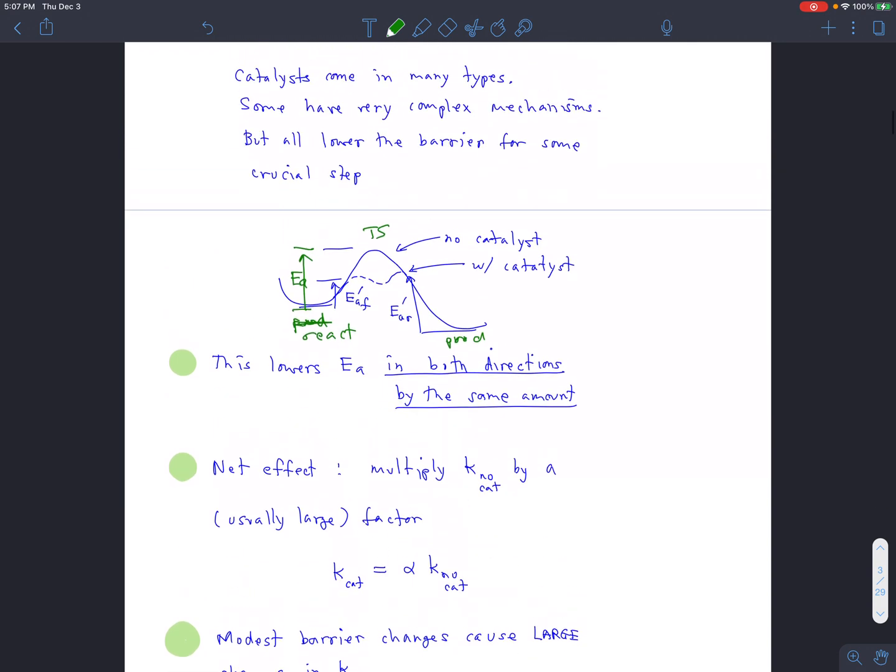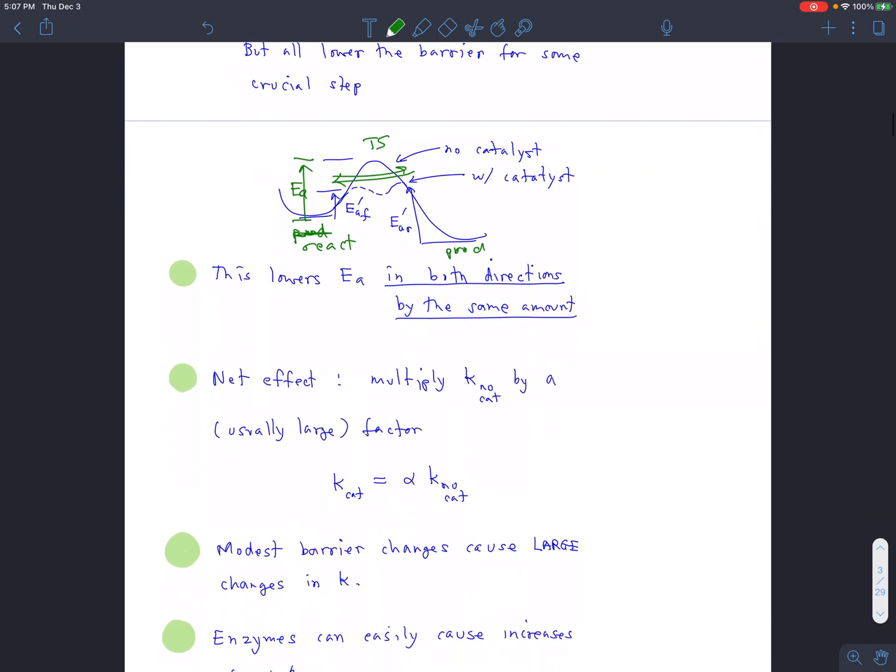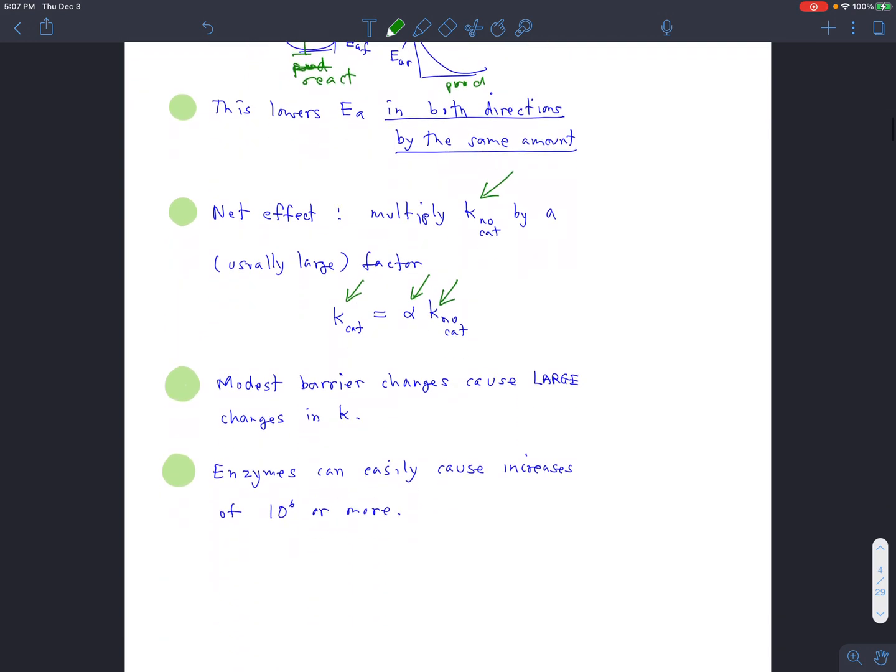So another point to make is that if the barrier height is lower in this direction, it's also lowered by the equal amount in the opposite direction, and that means that the factor by which the rate constant is sped up when it's catalyzed, so this alpha here, here's the uncatalyzed K, here's the catalyzed K, is the same in both directions. The forward rate and the backward rate are both sped up by the same amount, a factor of 10, let's say, or a factor of 7 or something like that, or a factor of 1,000,000.